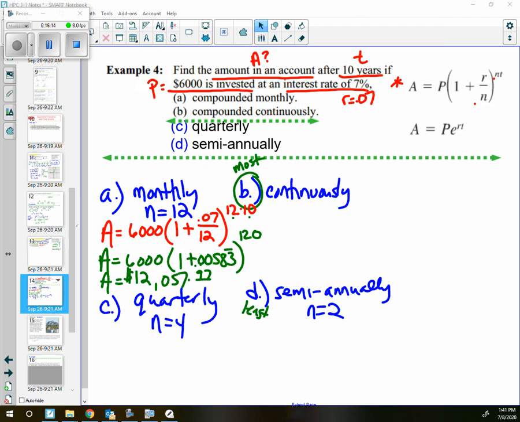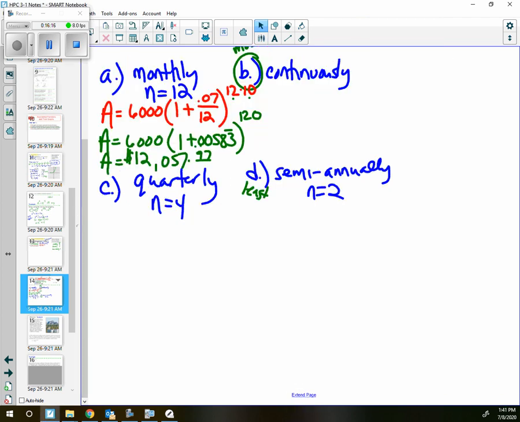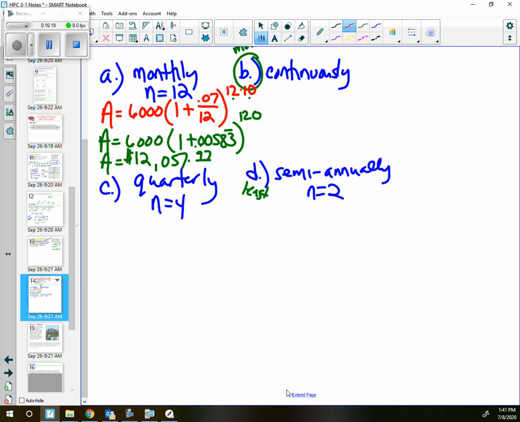I'm going to go ahead and do the other compounding periods. I'm going to have you try to type those in. So I want you to write out what you think this equation would look like quarterly, and then semi-annually. Type those in, see what you get.